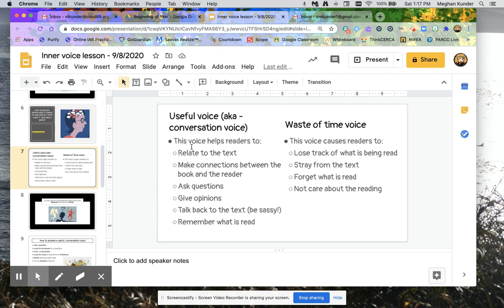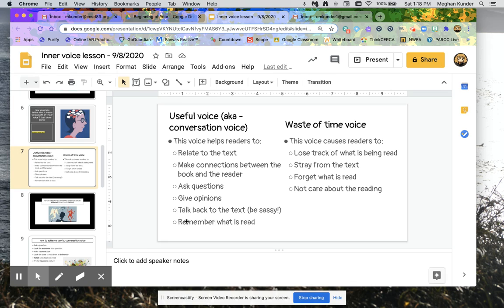So our useful conversation voice means that we are relating to the text, we're making connections, we're asking questions about what's happening in the story, we're giving opinions, we're talking back to the text. I like to be sassy when I read, like, wow, that was really stupid. Why would the character go and do something like that? Or, oh man, what's going to happen now? I'm very sassy and sarcastic with my inner voice when I'm reading.